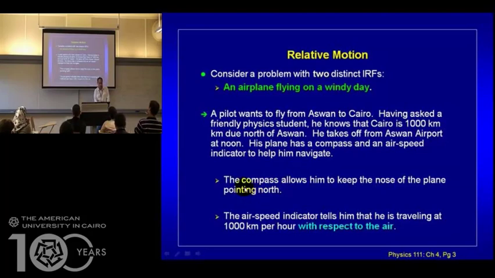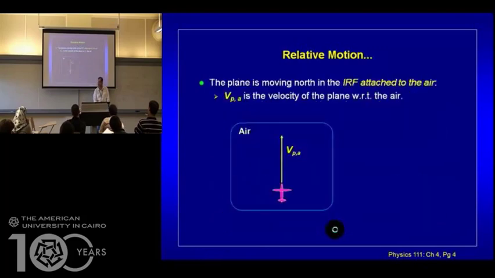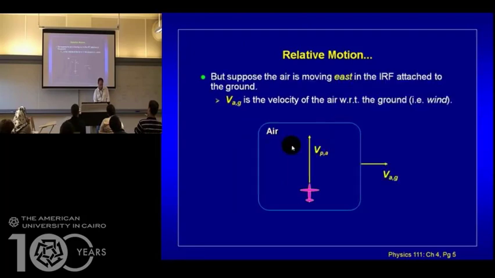The compass allows him to keep the nose of the airplane pointing north. The airspeed indicator tells him that he's traveling at 1,000 kilometers per hour with respect to air. So this is the problem. We have an airplane that goes from south to north, and we have some air that flows in that direction, east.